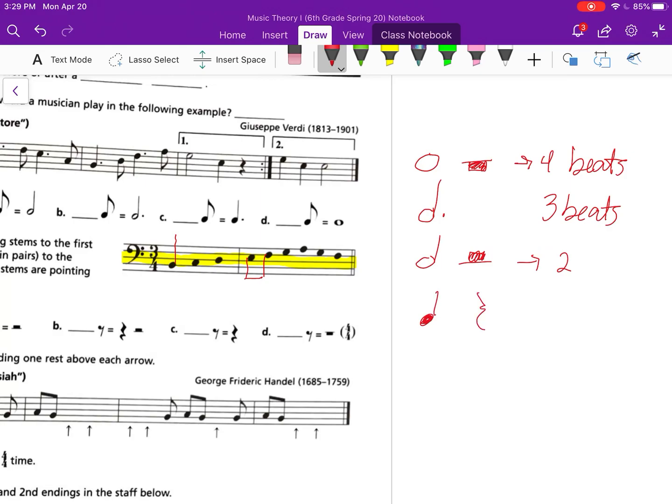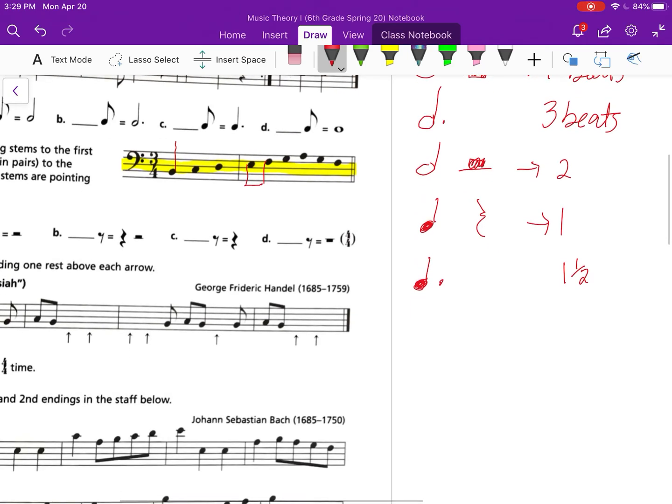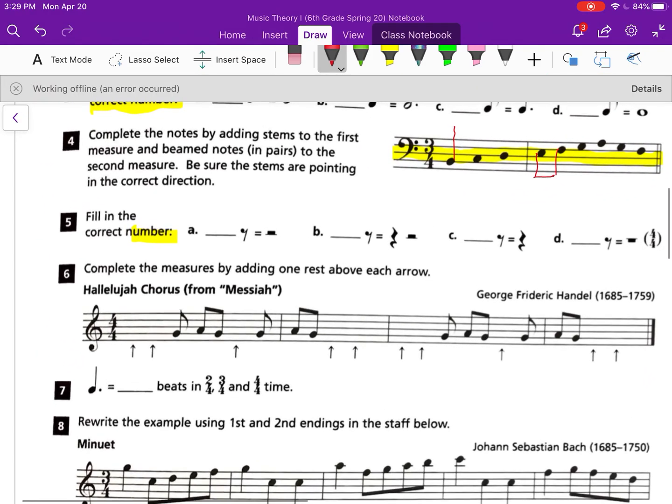Quarter note, quarter rest, 1 beat. We've actually even had the dotted quarter note now, which is 1.5. Remember, a dot adds half of the original note's value. And we've now had eighth notes by themselves, and eighth rest. By themselves, that's half of a beat. But if they're beamed together, then you would have that fill an entire beat. Okay, so there's your quick review on all those rhythms.